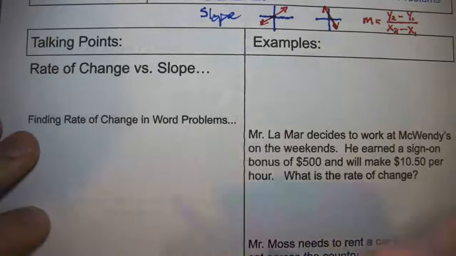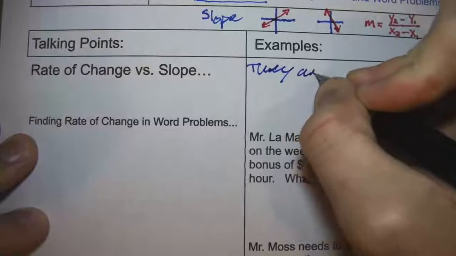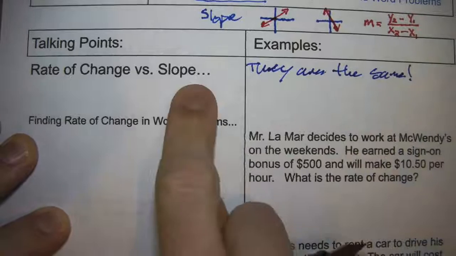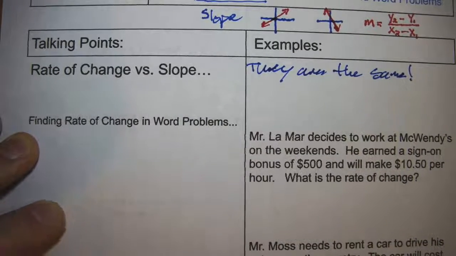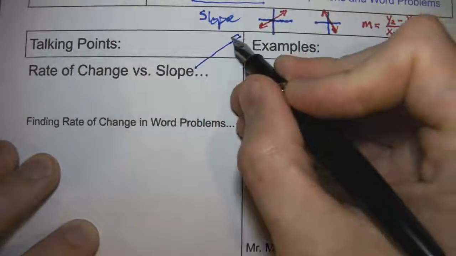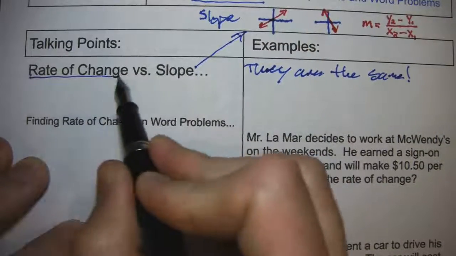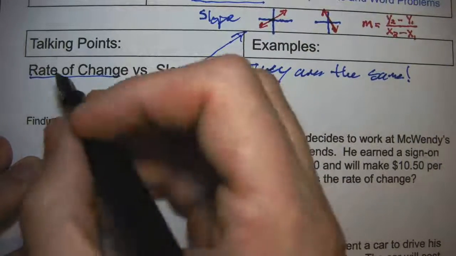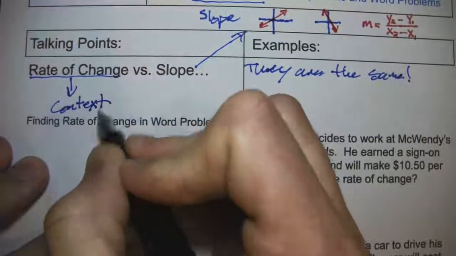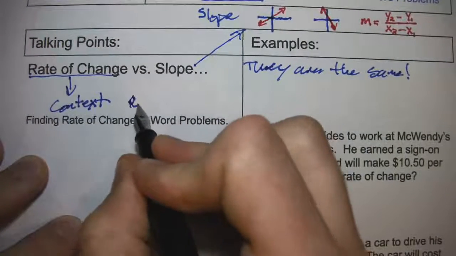And the real simple answer is they are the same. These two ideas talk about the exact same number, but here's the real difference. Slope is typically reserved when we're talking about the line itself, what we've graphed. Rate of change, however, is when we're dealing with a specific context.